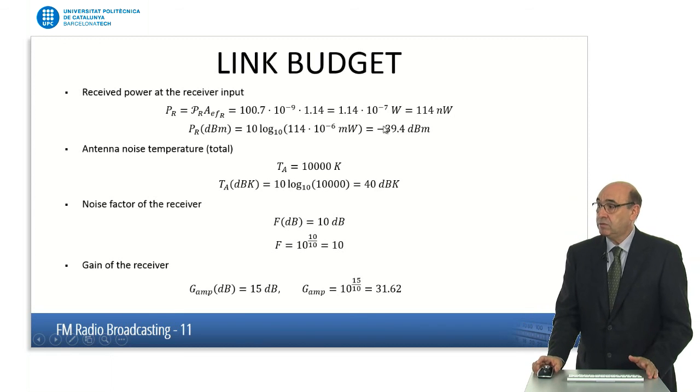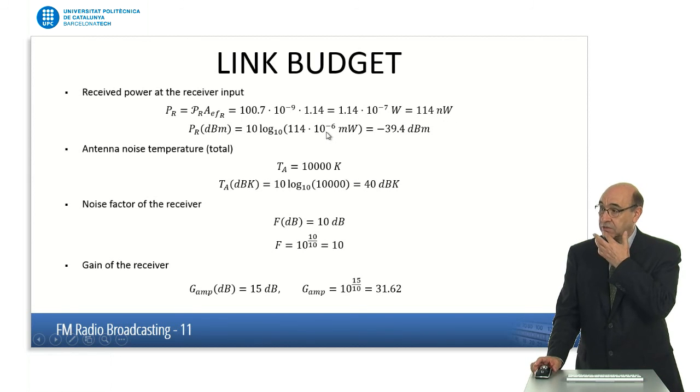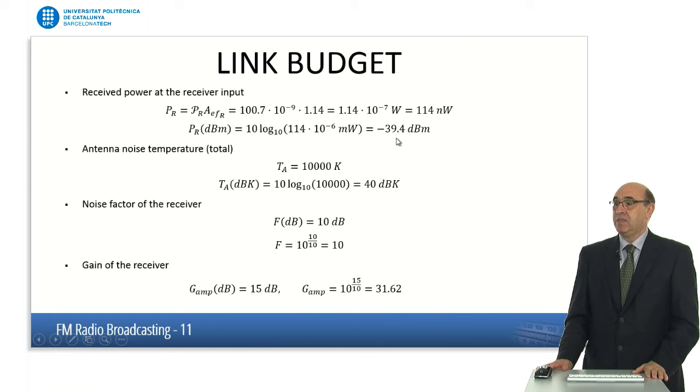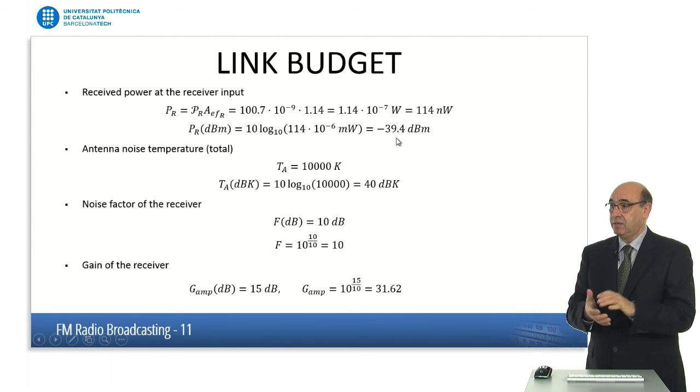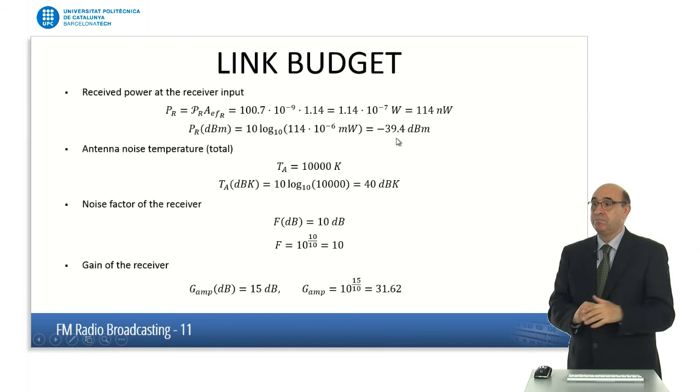And if you transform the nanowatts to dBm, you do exactly the same thing. You write milliwatts here, you multiply by 10 to the minus 6, and this is the number you get. Now this is just the signal we are receiving. Now we have to deal with the noise.